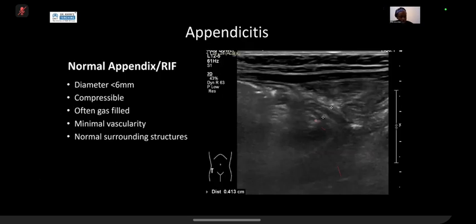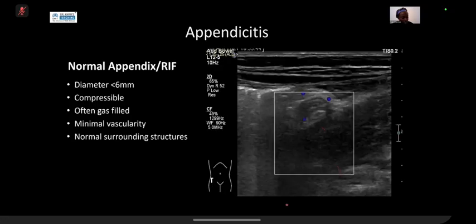So this is a picture of what the appendix should normally look like. A normal appendix is under 6 millimeters in diameter, so that's best measured on the transverse view. It's normally compressible, so you should be able to squash the appendix, and it's often got gas within it. And there is normally minimal to no vascularity around the appendix and within the mesentery. And the surrounding structures are normally also okay.